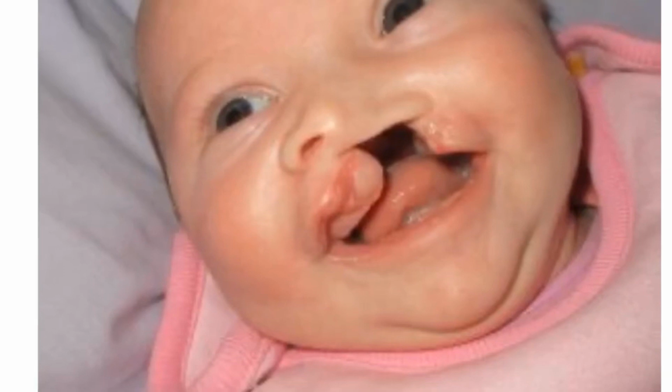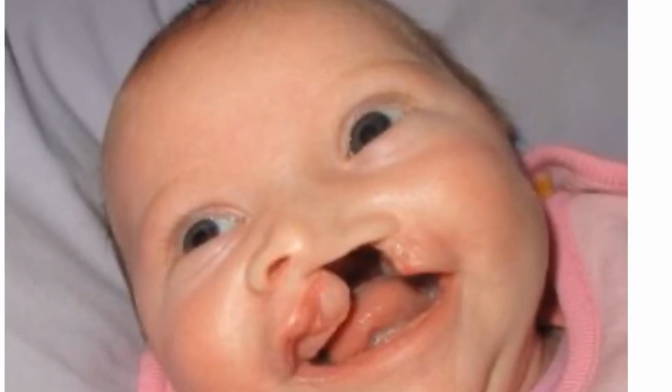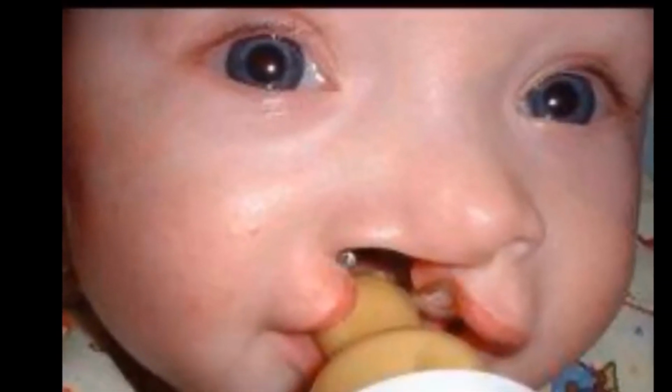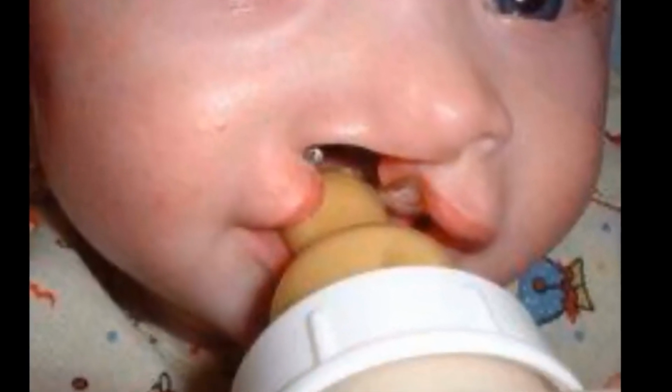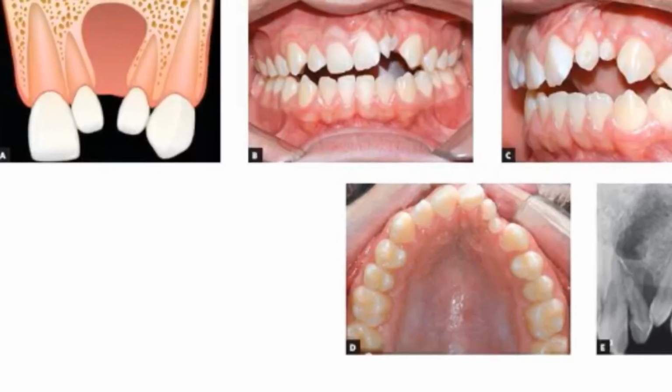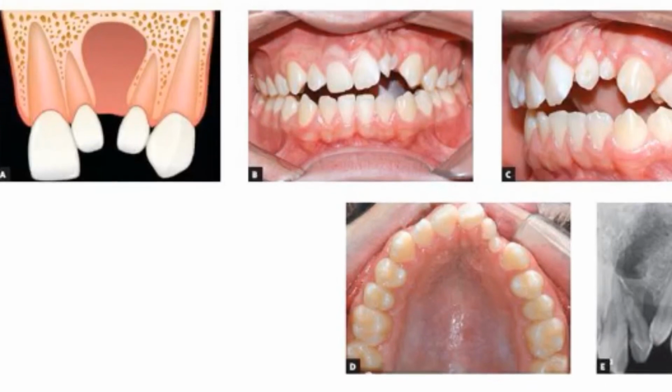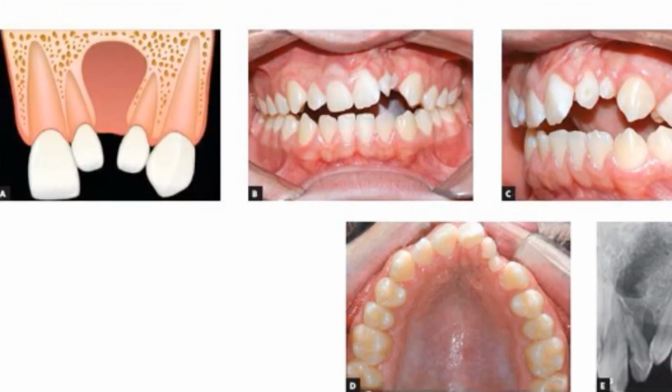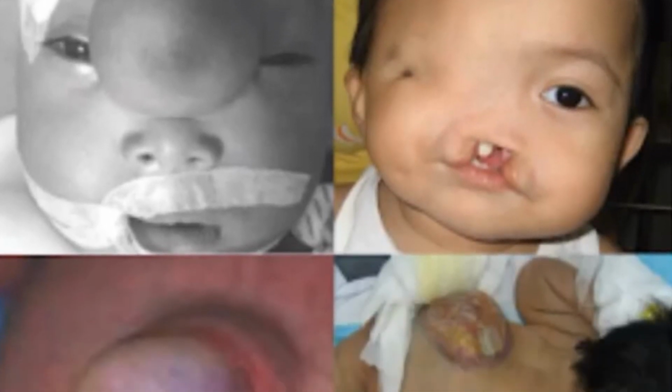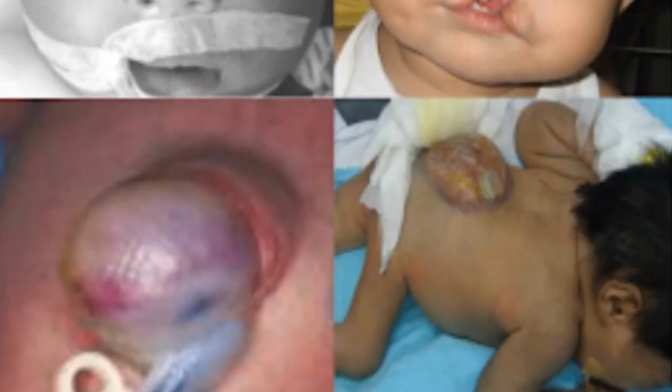What are the problems with cleft lip? First and foremost is the cosmetic problem, then difficulty in sucking, defective dentition. Such a cleft interferes with the dental lamina and the upper incisor might be badly placed.